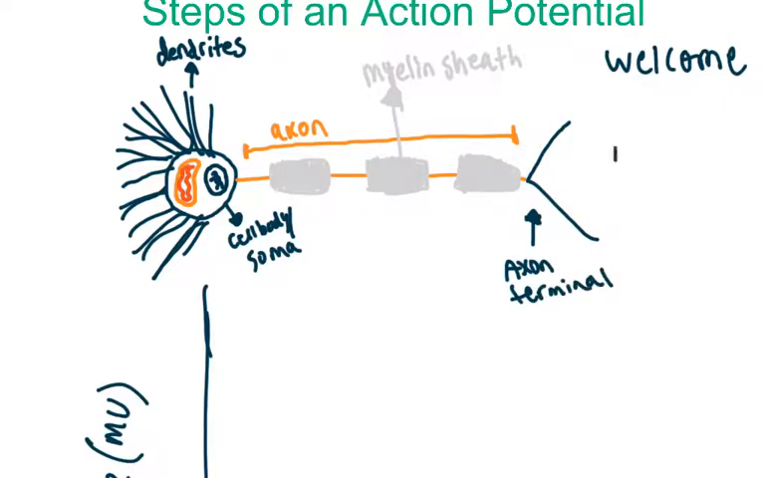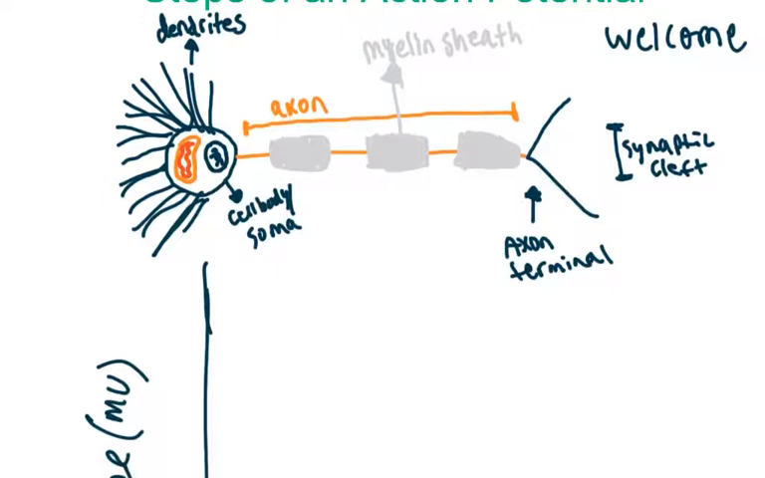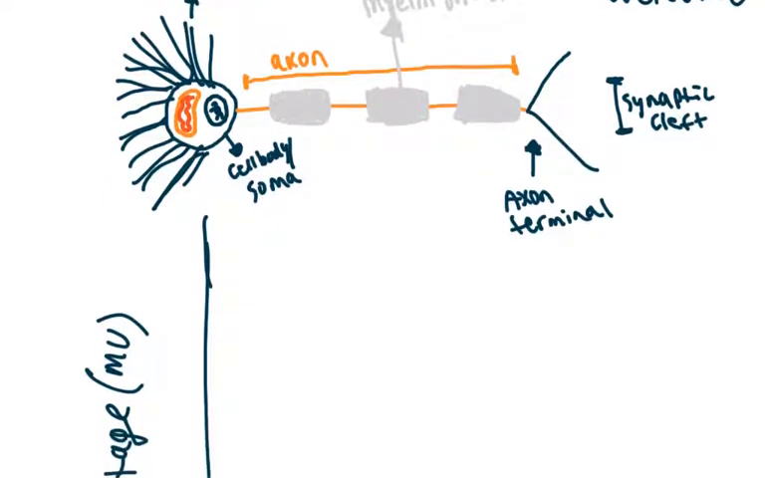And here we have our synaptic cleft. The open space between our presynaptic neuron and our postsynaptic cell is our synaptic cleft. This is where the neurotransmitters are released. So that's the basic structures, and let's talk about what happens during an action potential.